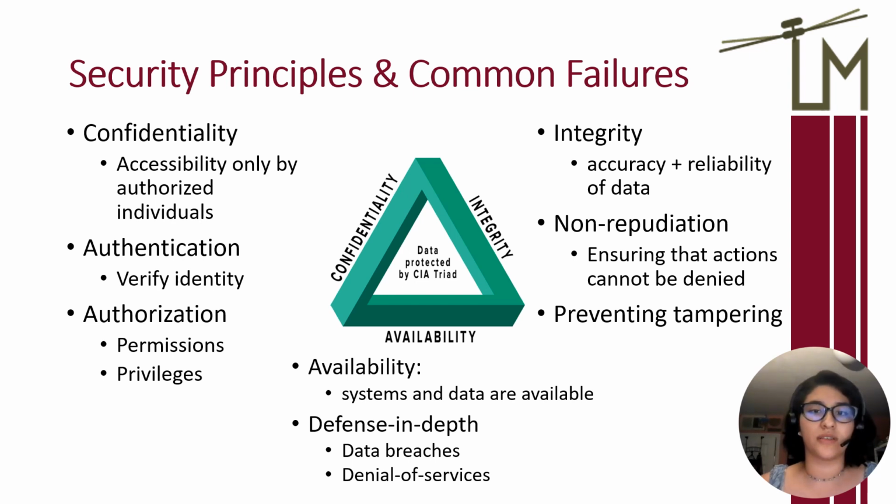Next, integrity is about verifying the accuracy and reliability of data. Non-repudiation is a concept that is used to hold the users accountable for every action that they perform in a system. A common security failure to this is when data is modified or written by someone that should not have access to it. Availability is ensuring that systems and data are available when they are needed. Defense in depth is a concept that is used to mitigate risk. A common failure of this presents itself as data breaches and denial of service attacks.